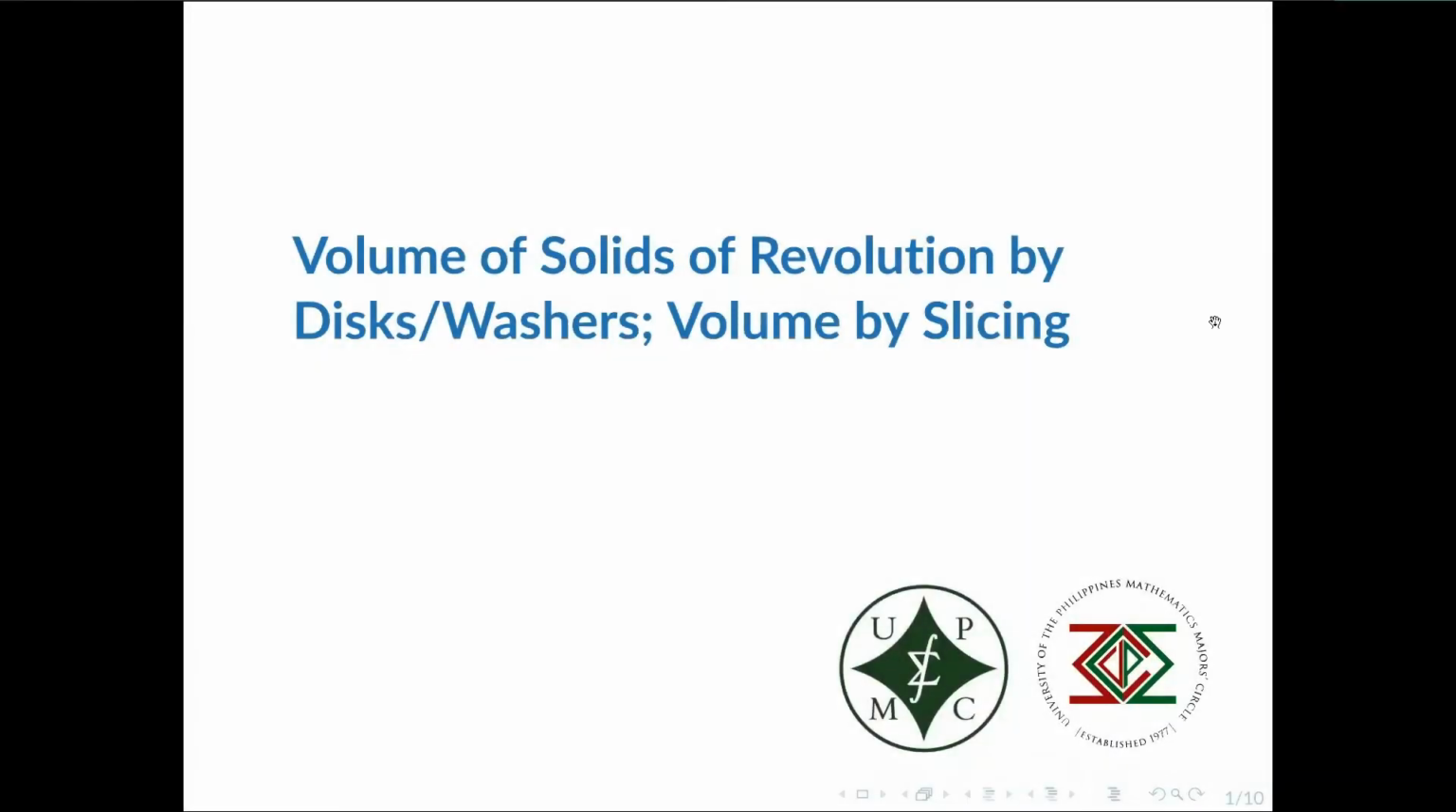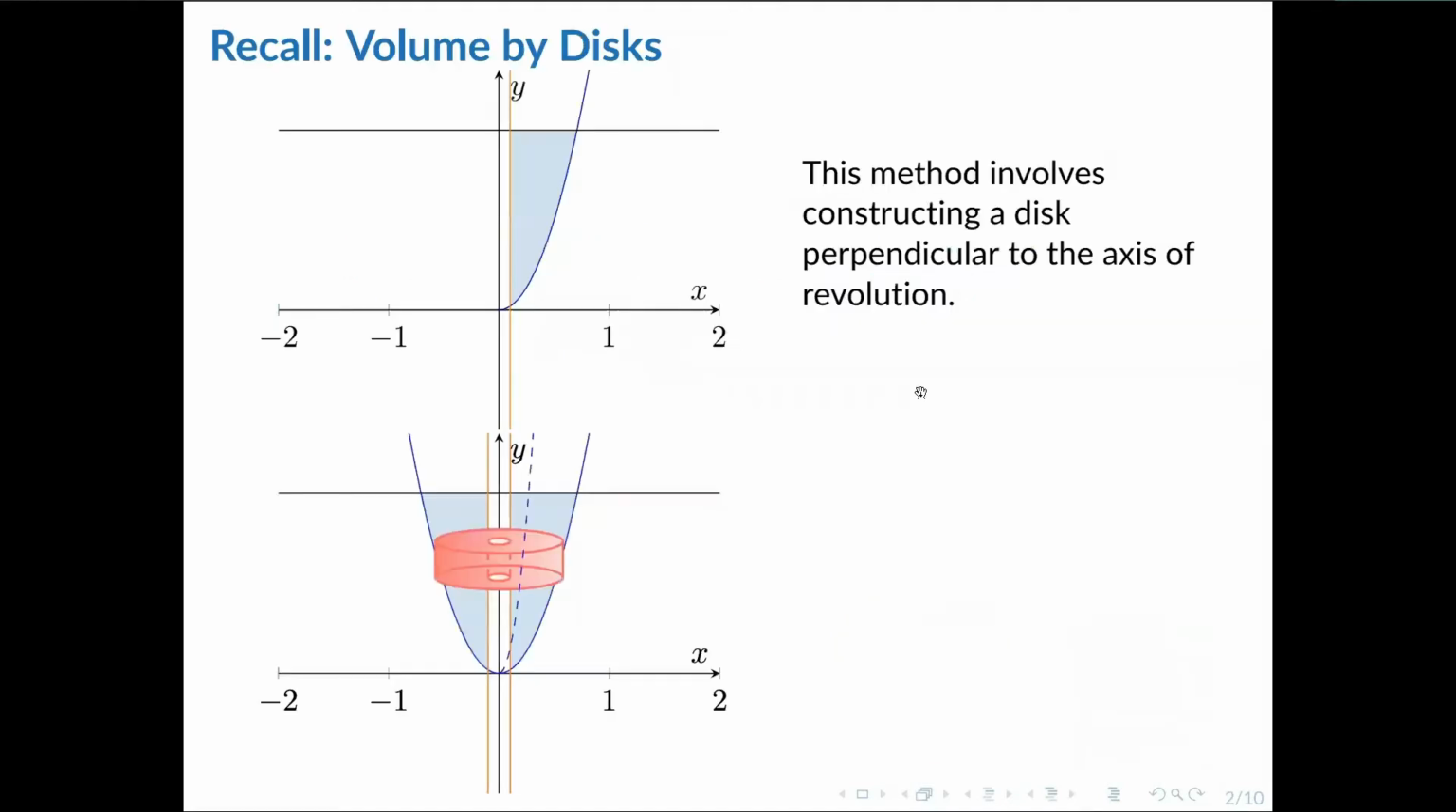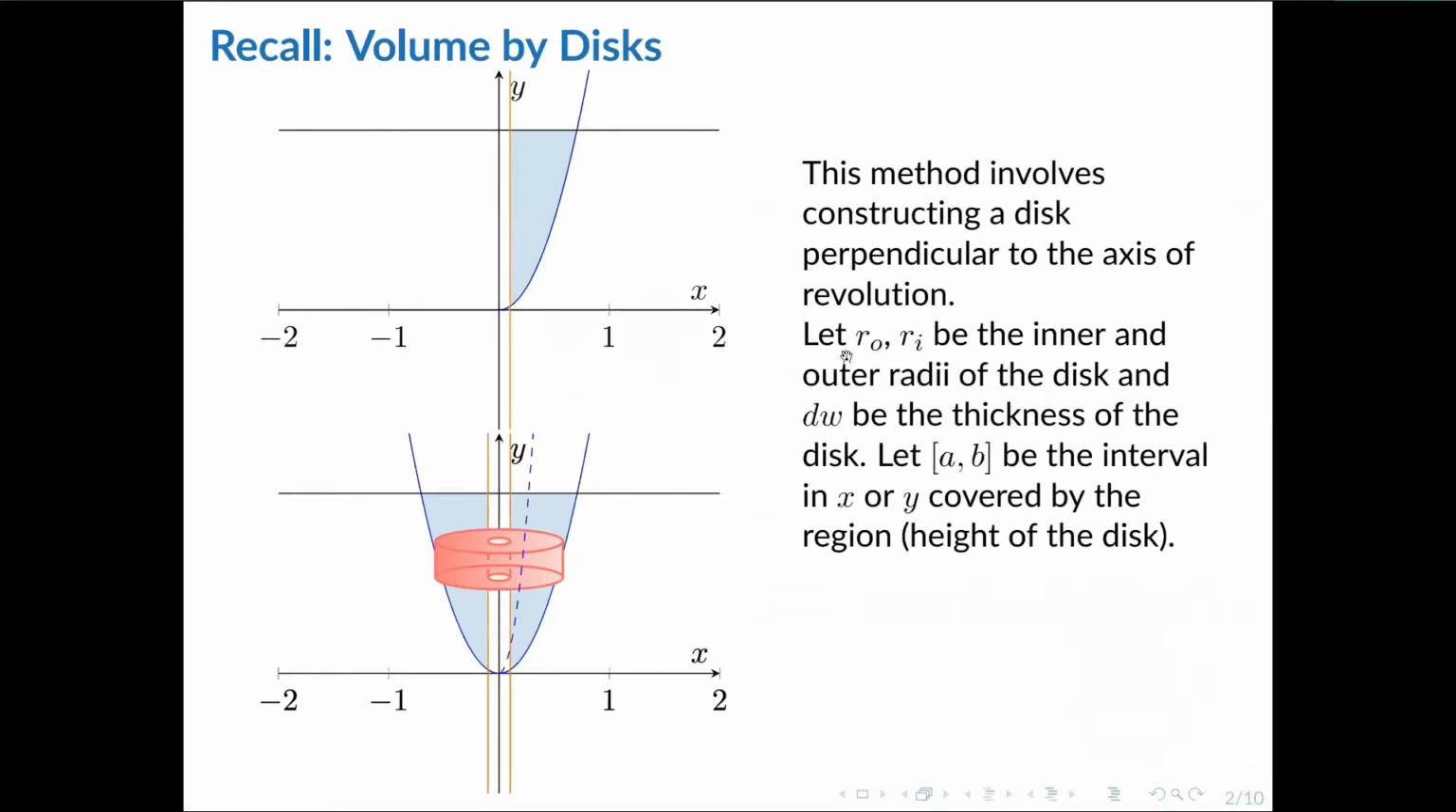So hello everyone, in this video we will be discussing volume of solids of revolution by disks or washers and volume by slicing. So to recall, volume by disks, this method involves constructing a disk perpendicular to the axis of revolution. So let R sub O and R sub I be the outer radius and inner radius of the disk respectively, and dW be the thickness of the disk.